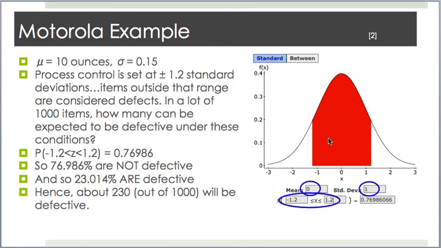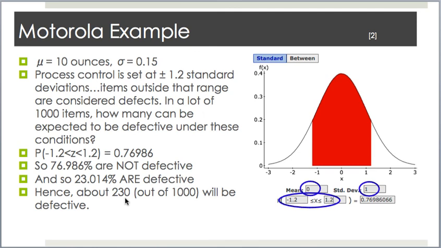But remember, these are not the defective items that we care about. Defective items are items that are outside of this range, over here on the right or over here on the left, in the two tails. So we would subtract this probability from 1 to get what's remaining in the tails. When we take 100 minus 76.986, we get 23.014% defective. And of course, if you take 1,000 items and take 23% of them, that's approximately 230 out of 1,000 that are going to be defective.